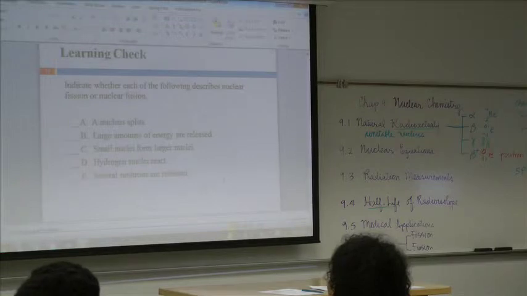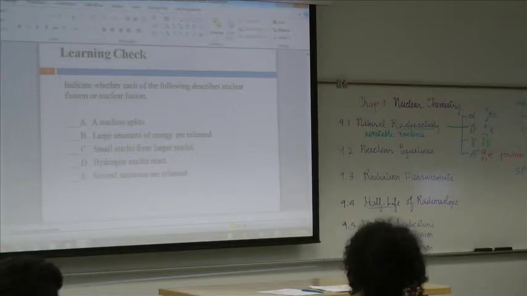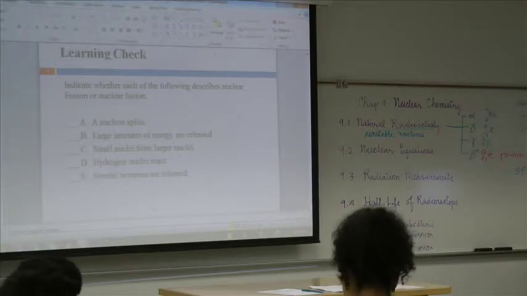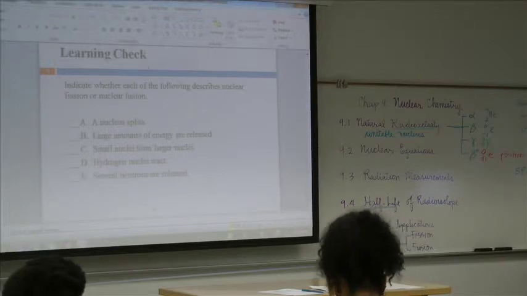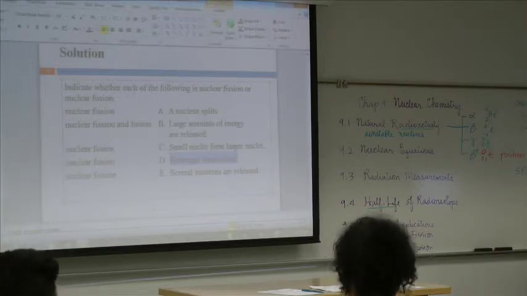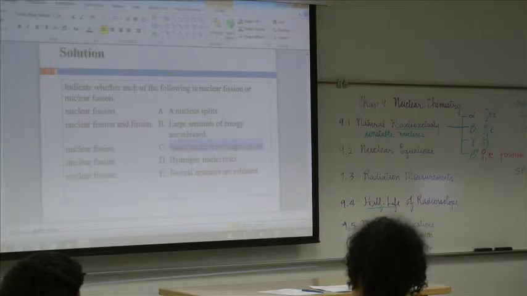So learning check, this would be like what you would see in the questions in the next exam. When a nucleus splits, fission or fusion? Large amounts of energy are released. Small nuclei form from large nuclei. Hydrogen nuclei react and several neutrons are released. So fission, so when hydrogen nuclei react, they fuse, right? Small or large, fuse, right? Both give off large amounts of energy. So make sure you know the keywords, right?